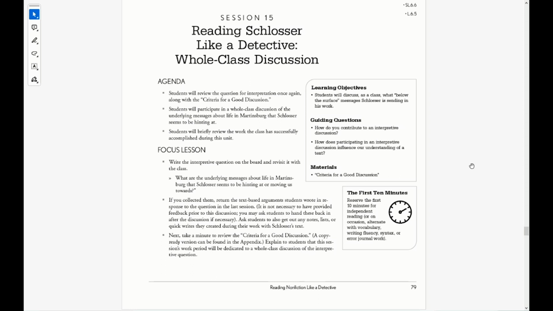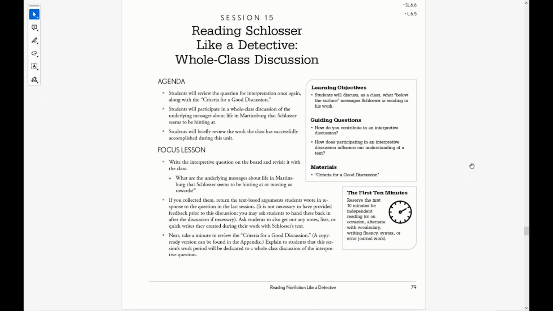Now, as I've said a couple times, students can revise either one of these papers for their final work, so it's okay if the paper that they just wrote for Schlosser isn't perfect. It's okay if they have this whole class discussion and have new ideas or want to make changes to what they said. That's great.